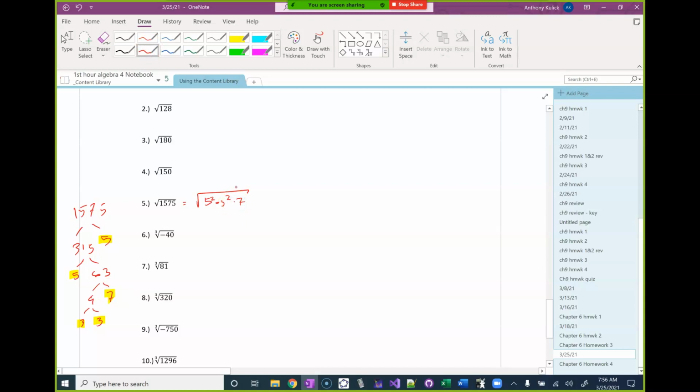So far, so good? Okay. I know for a square root, if I have something squared, that's a number that I can pull to the outside. So the 5 can come out. Same thing with the 3 can come out. The 7, though, isn't something squared, so that has to stay in. So I'm left with 15 square roots of 7.